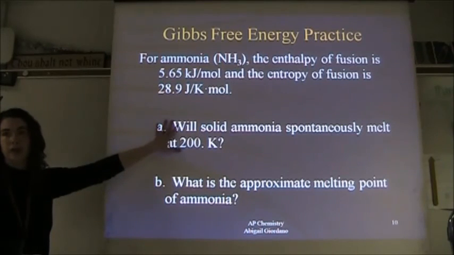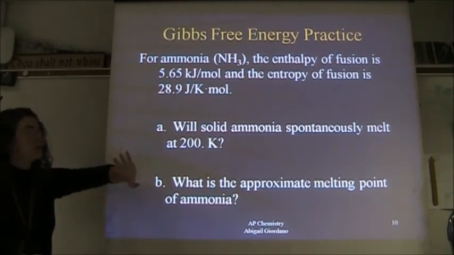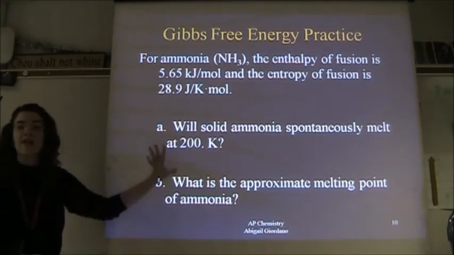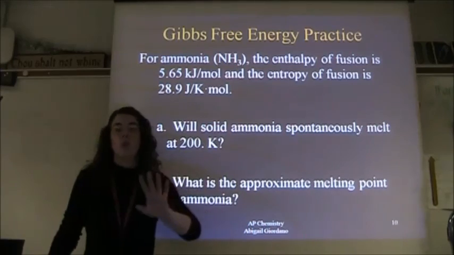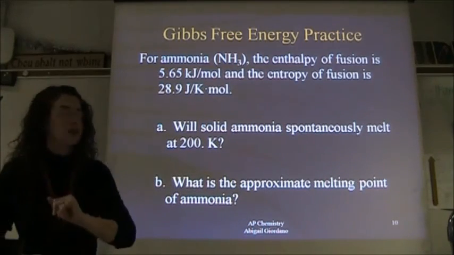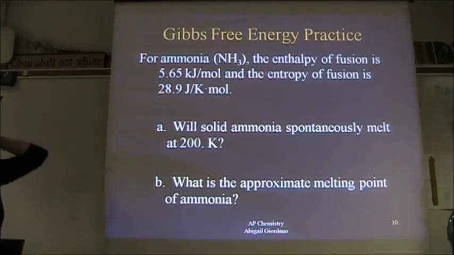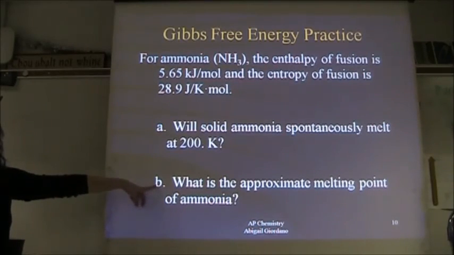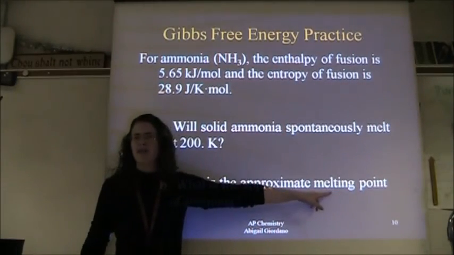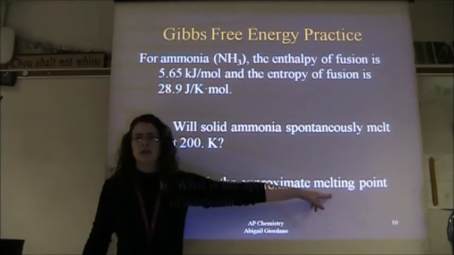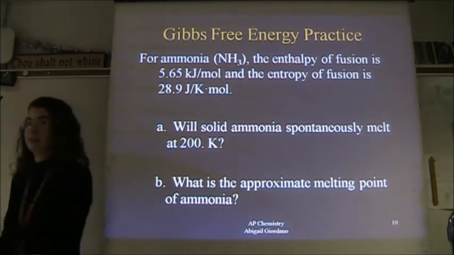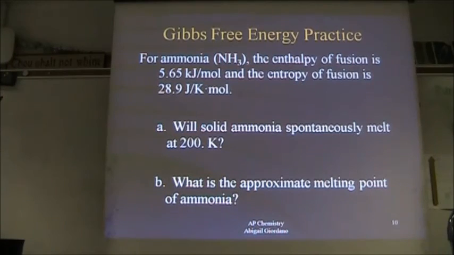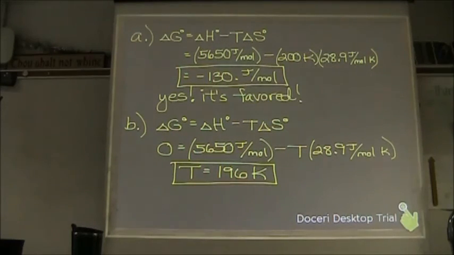There's your first question. And guys, just to make sure you were paying attention, if you are given numbers and it says, will this happen spontaneously or is this favored, what are you solving for? Thank you. Part B, what is the approximate melting point? What are you solving for? Not G. Solving for T. You're solving for a temperature. T is your unknown. You guys take it from there. All right, check it.